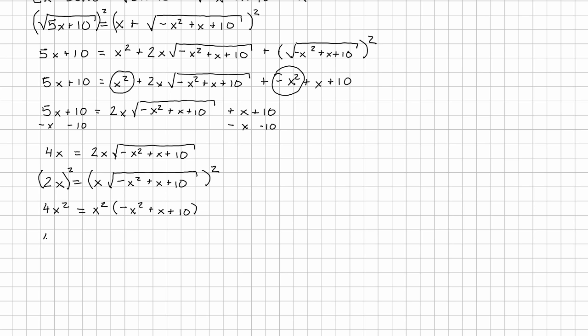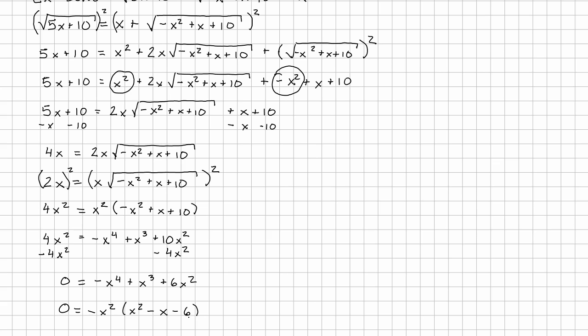So I'll have 4x squared is negative x to the 4th plus x to the 3rd plus 10x squared. We'll subtract 4x squared on both sides. So I'll have 0 equals negative x to the 4th plus x to the 3rd plus 6x squared. Okay, well, I can factor out an x squared. I can do even better than that. I can factor out a negative x squared.